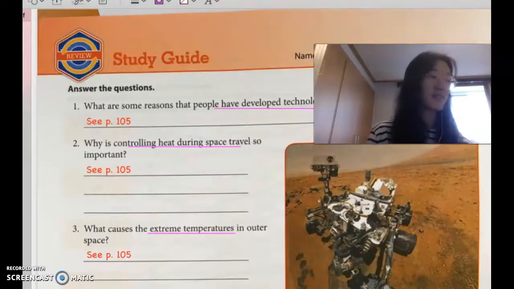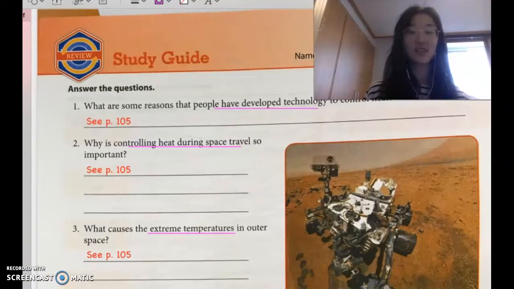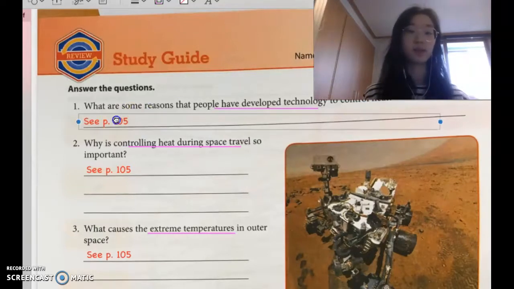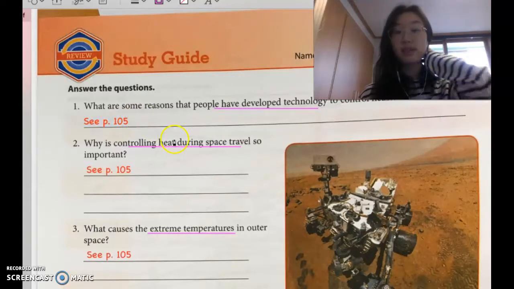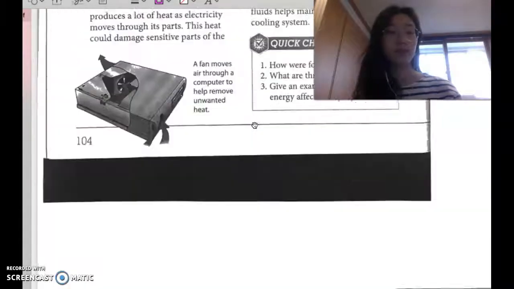All right, how was it? I will go over the answers with you now. Just so you know, since these are written answers, if you didn't write word for word what I wrote, that's okay. It's okay if you paraphrased or wrote something a little different. So what are some reasons that people have developed technology to control heat? Let's go to page 105.